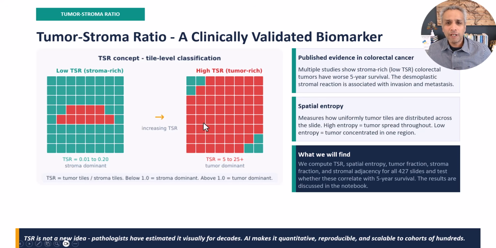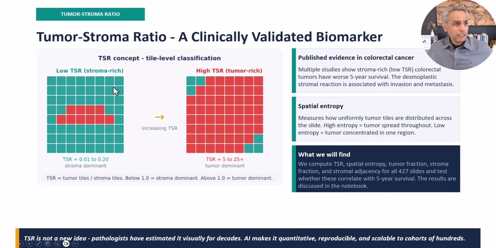So the grid diagrams show what a stroma-rich slide looks like at this tile level, right? Almost entirely this greenish or teal color with just a very few red, like a red rim right there. On the right-hand side, of course, it's exactly the opposite. This is a tumor-dominant slide, almost entirely red with a thin stromal boundary. So you have a large tumor with a very thin stroma.